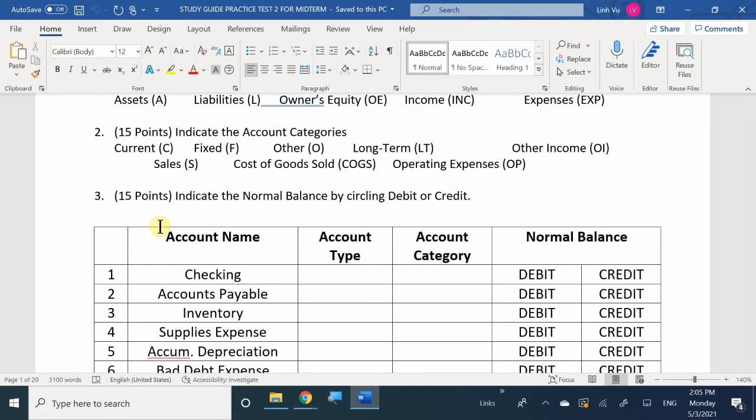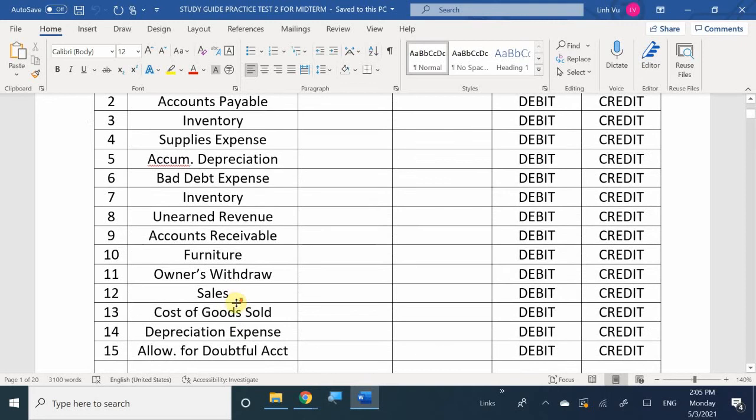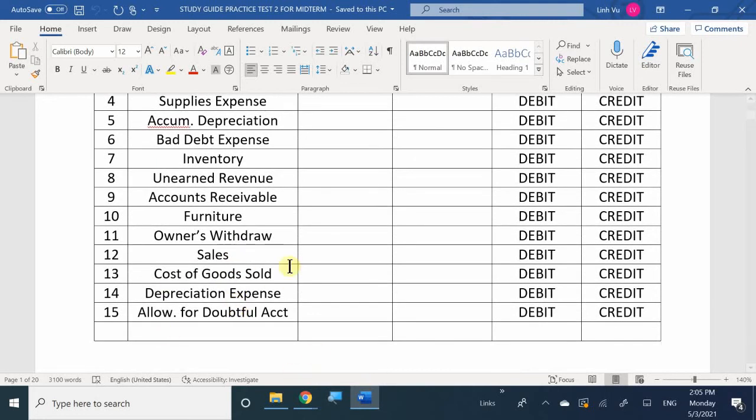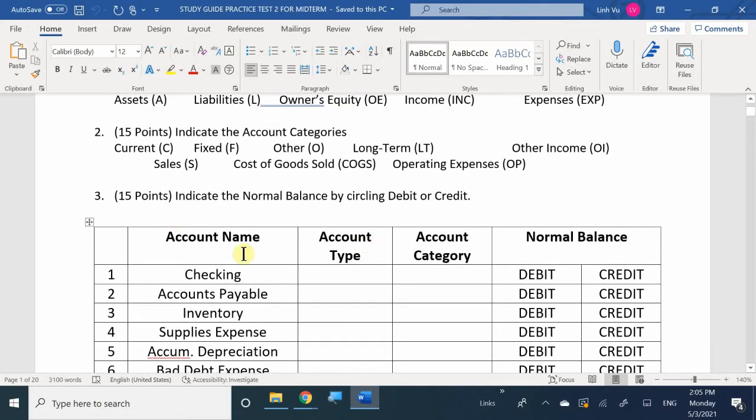So once again, this is chapters 2 and 3, right? Knowing the account type, knowing the category, and knowing whether it has a normal balance of a debit or a credit. So once again, let's practice here. Here's 15 things I've added on here. So I've added newer materials in here so you guys are kind of aware what happens. Okay. So let's go ahead and do the first one.